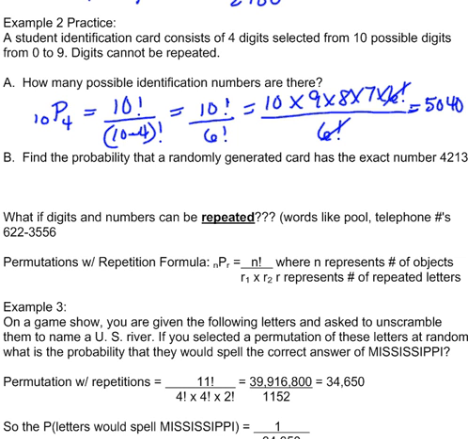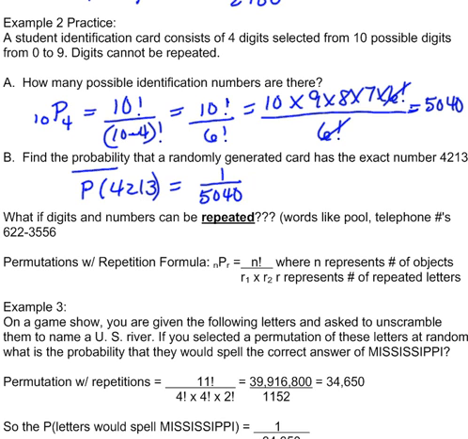Okay, so did you get 5,040? It was 10 factorial over 10 minus 4 factorial, which is 10 factorial over 6 factorial. The factorials end up canceling. You get 5,040. The next one asks for the probability. So the probability of getting the number 4213, that one combination, is going to be 1 out of 5,040.